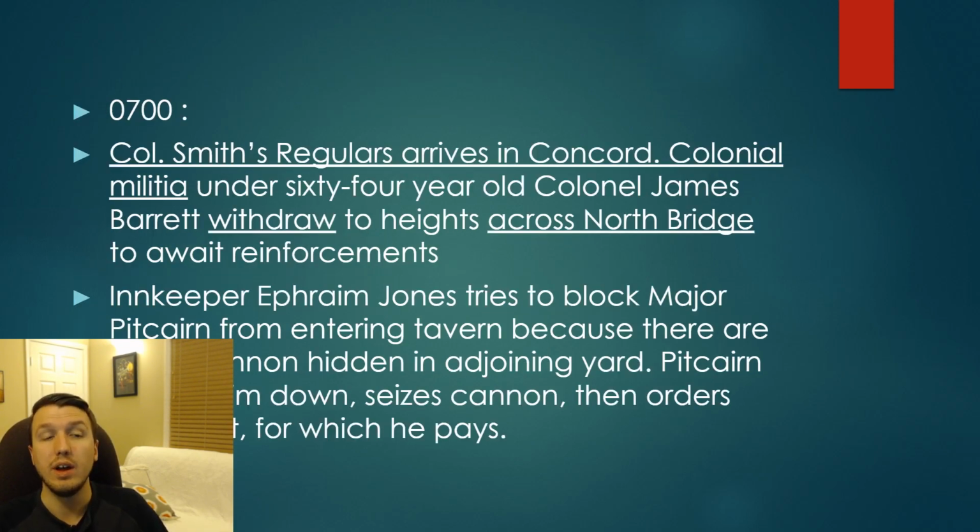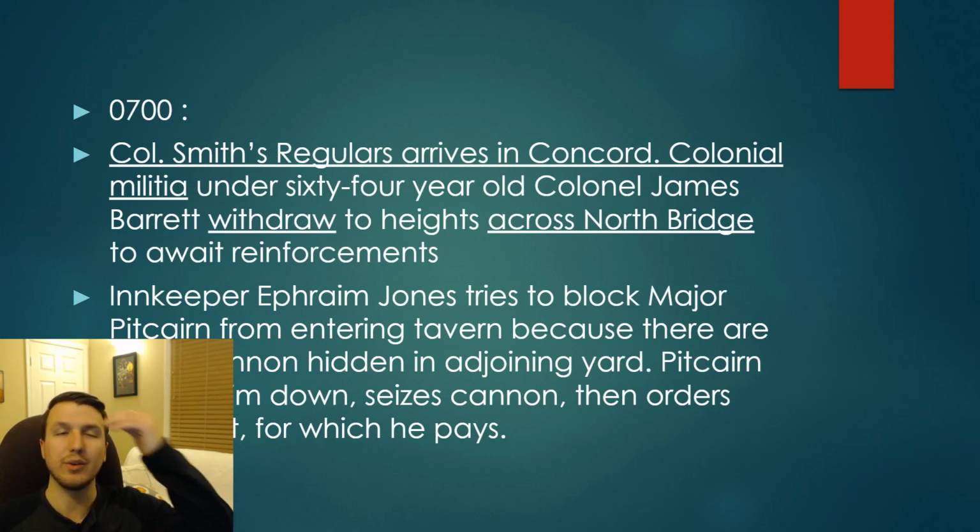So 0700, Colonel Smith's regulars, who are just British soldiers, arrive in Concord. Colonial militia withdraw across the North Bridge to await reinforcements. Very funny story, actually. Not funny, it's kind of sad, but it's funny at the same time. The innkeeper in Concord tried to block Major Pitcairn from entering the tavern because he had cannons in the backyard. So Major Pitcairn knocked him down, kind of just punched him in the face. He took the cannons, and then they all sat down for breakfast.